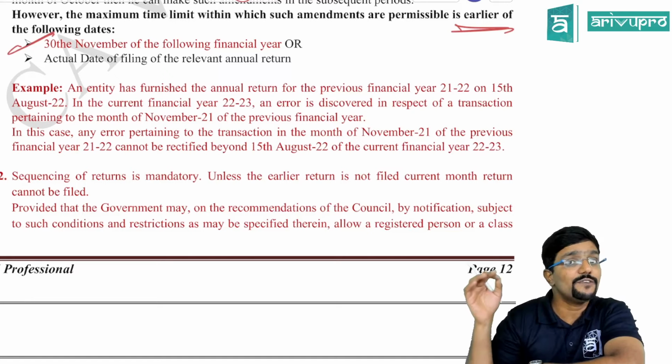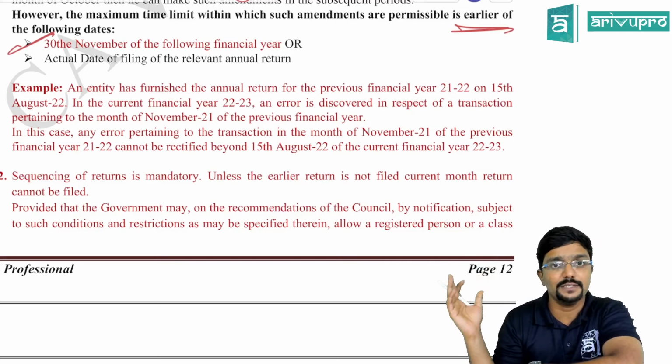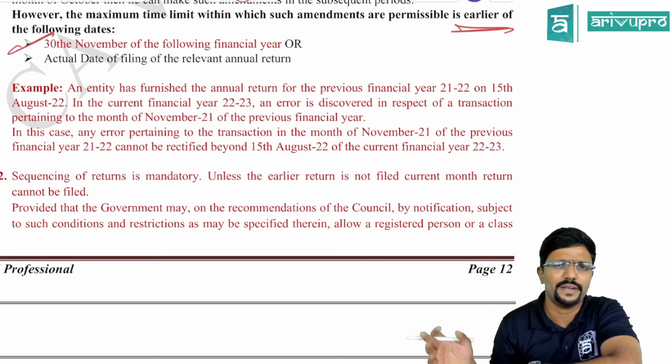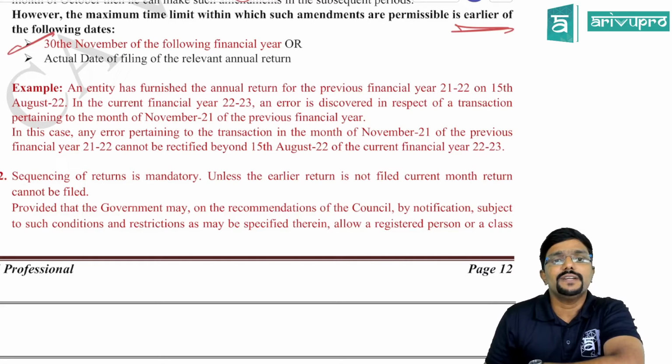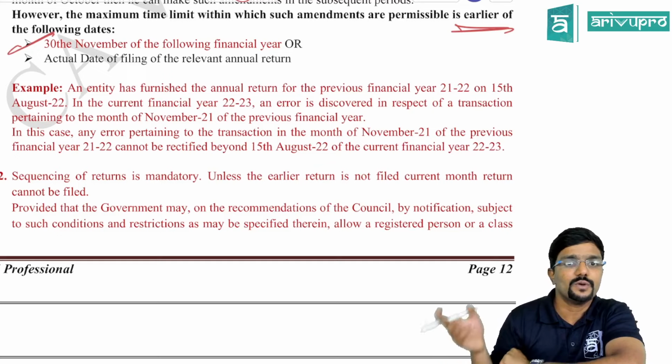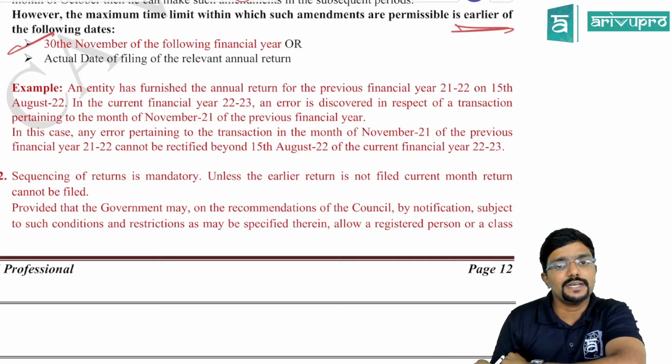See, the due date to file annual return is 31st December. That doesn't mean that you will always file on the due date only. Any date before that also you can file it. In the current financial year 22-23, an error is discovered in respect of a transaction pertaining to the month of November 21 of the previous financial year. So, okay, in the current year, you have noticed a mistake related to last year.